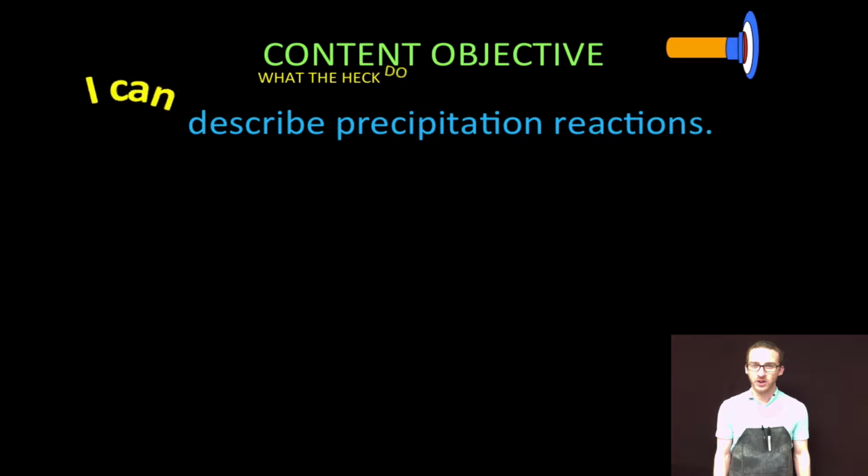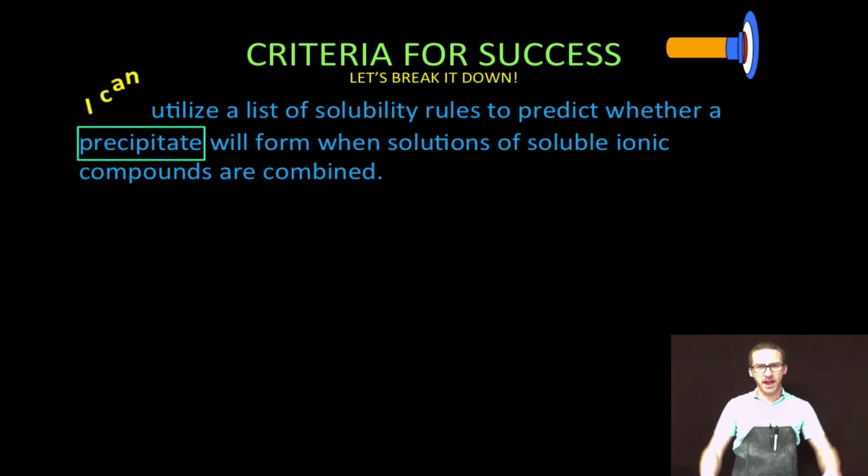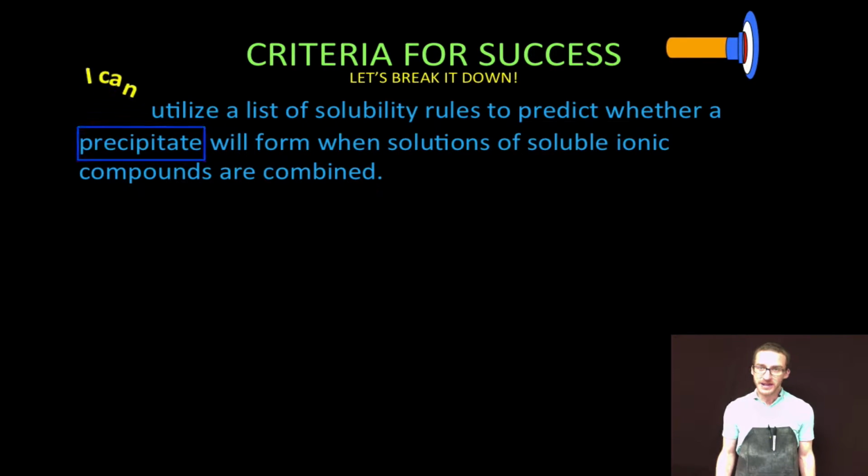What in the heck are we gonna do in this video? We are going to describe precipitation reactions. As always, breaking it down. Not much to do here. We're just gonna use a list of solubility rules to predict whether a precipitate will form when the solutions of soluble ionic compounds are combined.